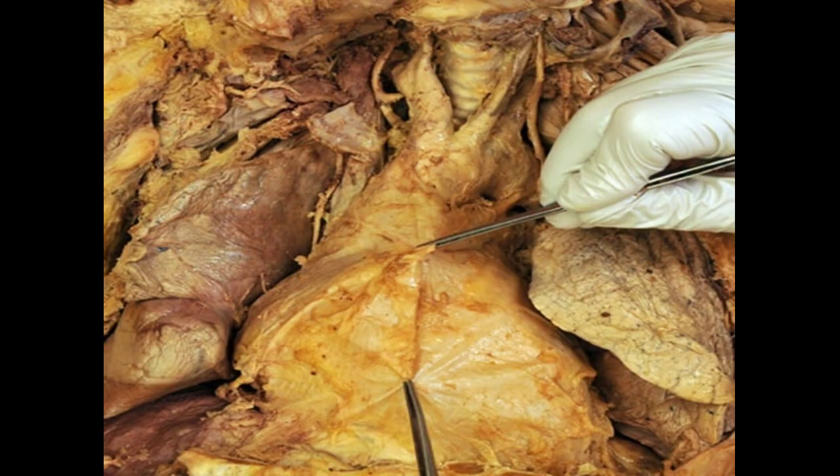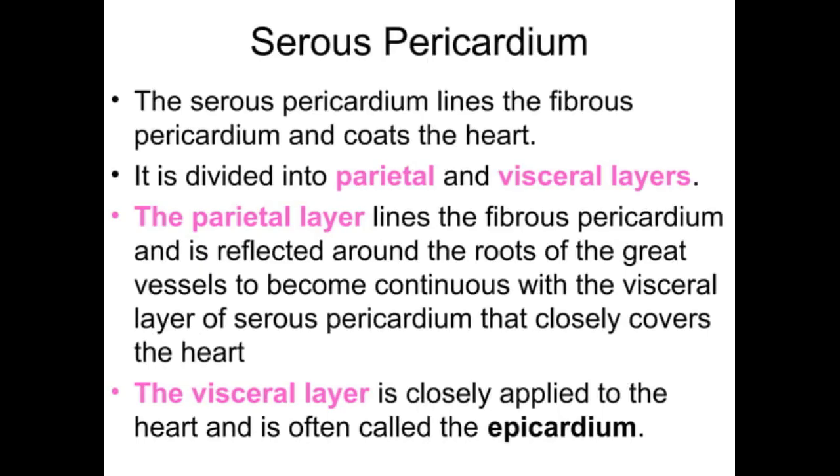This is how it is seen in the real cadavers, the fibrous pericardium, which is the outer covering of the heart, which is thick and tough. Second layer is the serous pericardium.